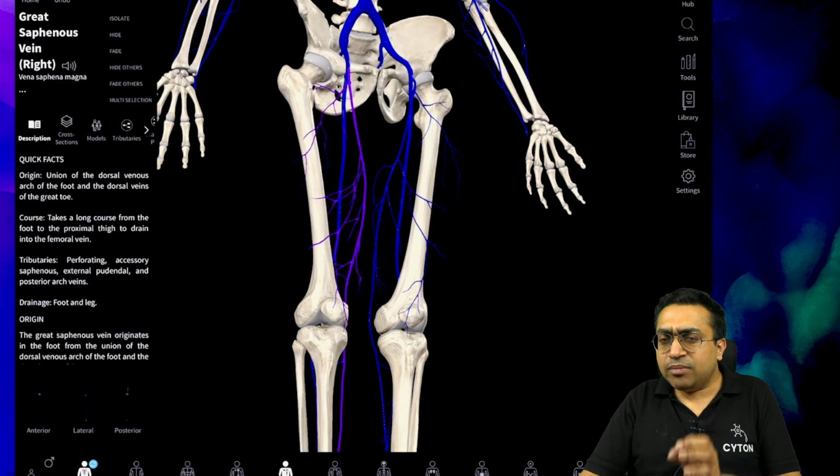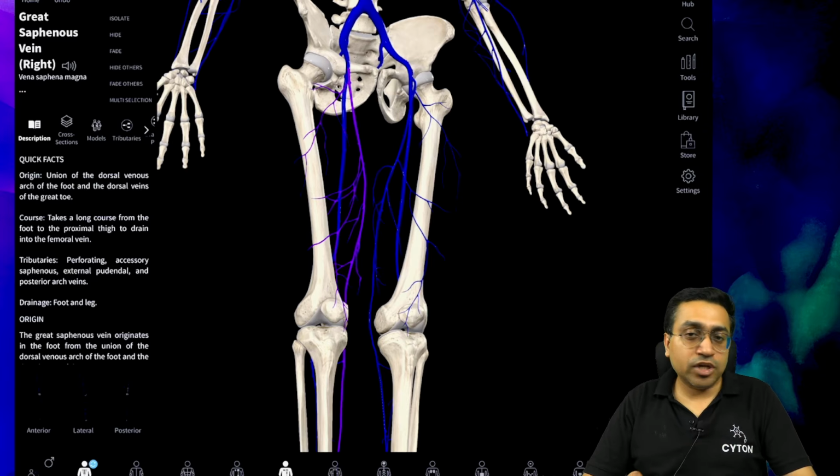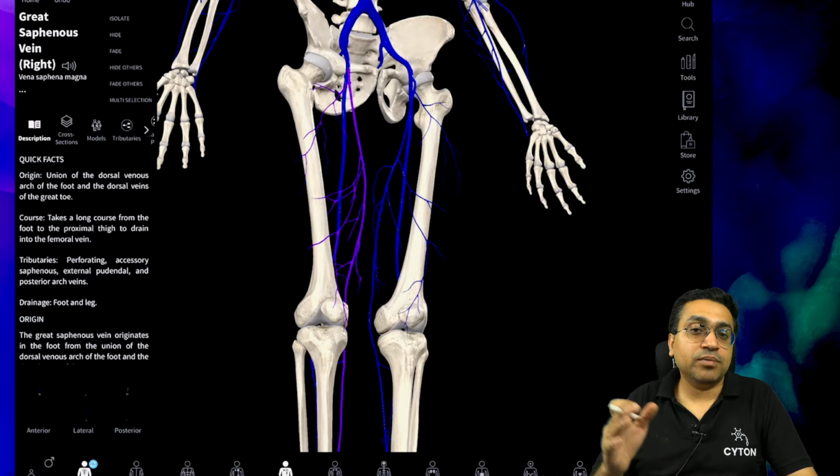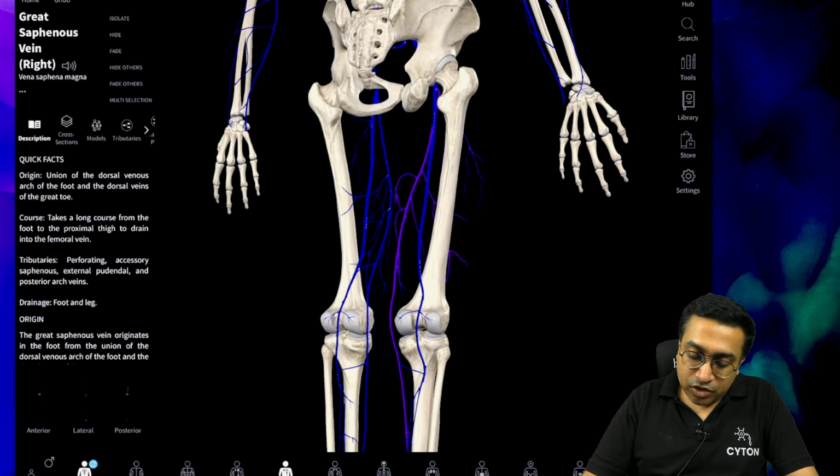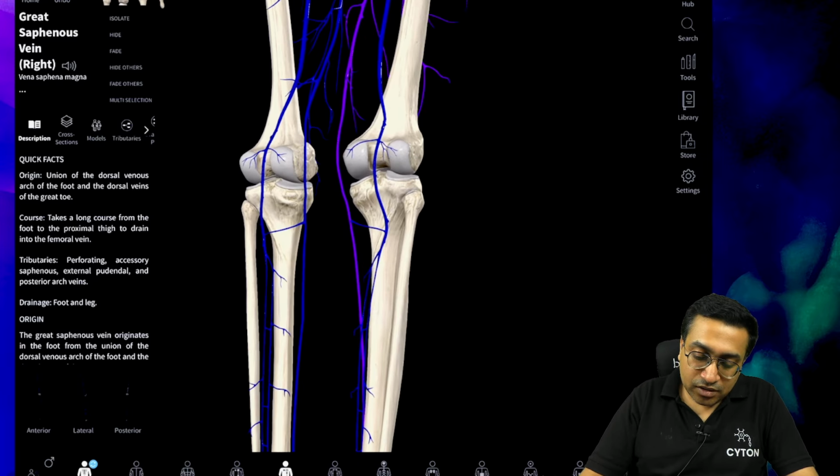It is a very important vein as it is most commonly used in the grafting purposes, especially in the coronary artery bypass surgery, CABG, if you know. Okay, so all these things are very important, clinically relevant. We will discuss region wise. Right now I'm just showing you the major veins in this lower limb.